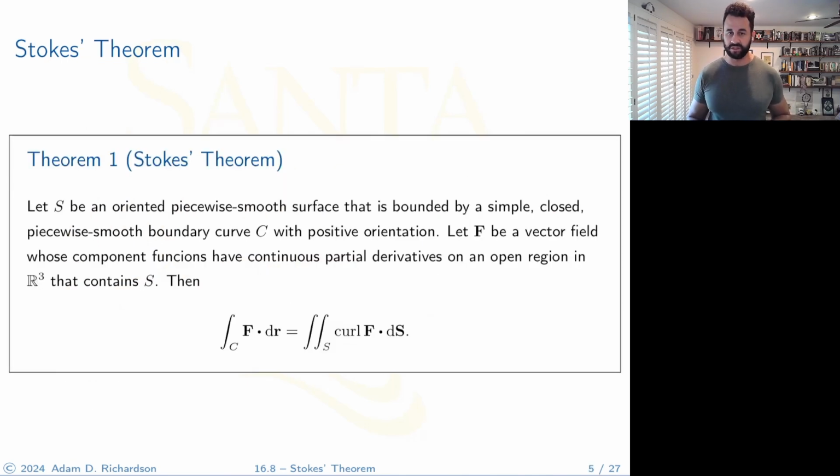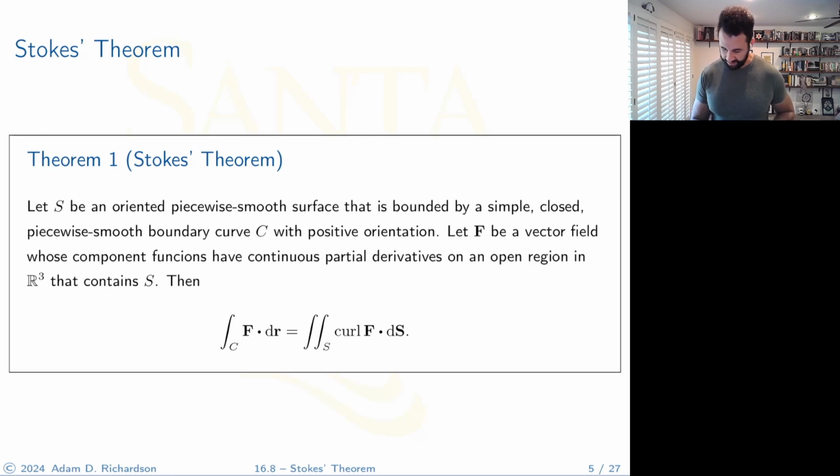Now here's the statement of Stokes theorem. Suppose S is an oriented piecewise smooth surface that's bounded by a simple, closed, piecewise smooth boundary curve C with positive orientation. Let F be a vector field whose component functions have continuous first partial derivatives, so they are C1, on some open region in R3 that contains the surface S. Then the path integral over C of F is equal to the surface integral over S of the curl of F.